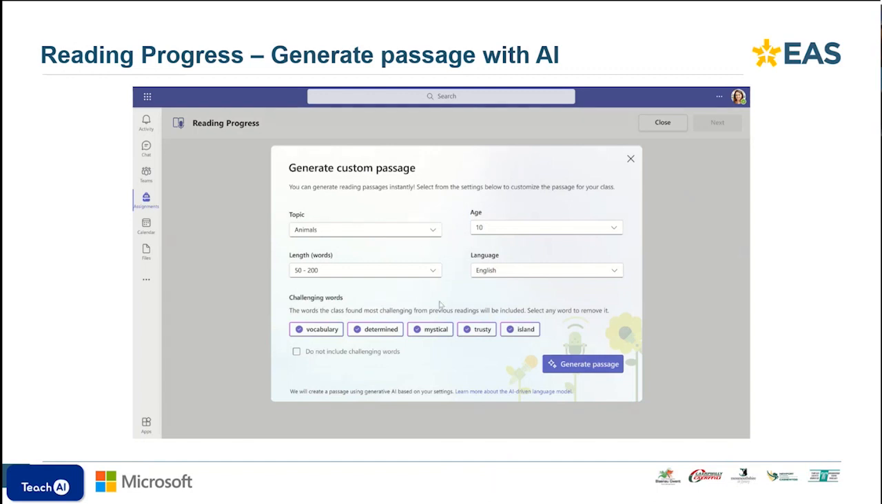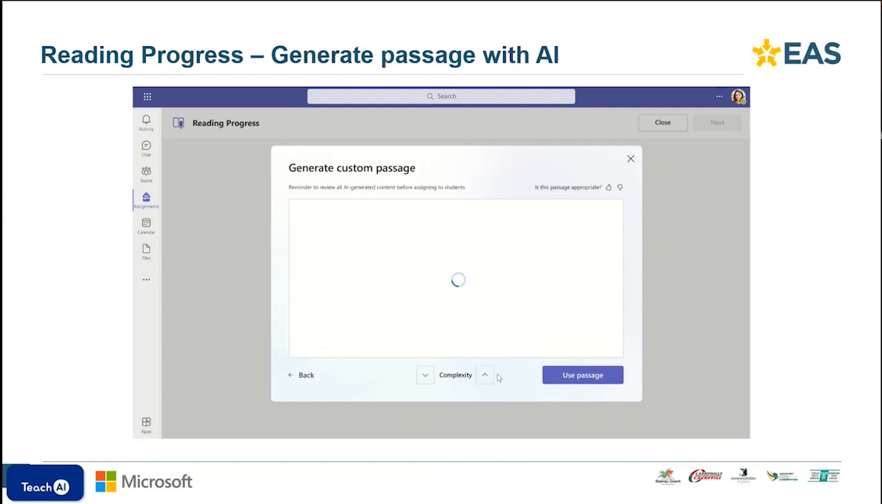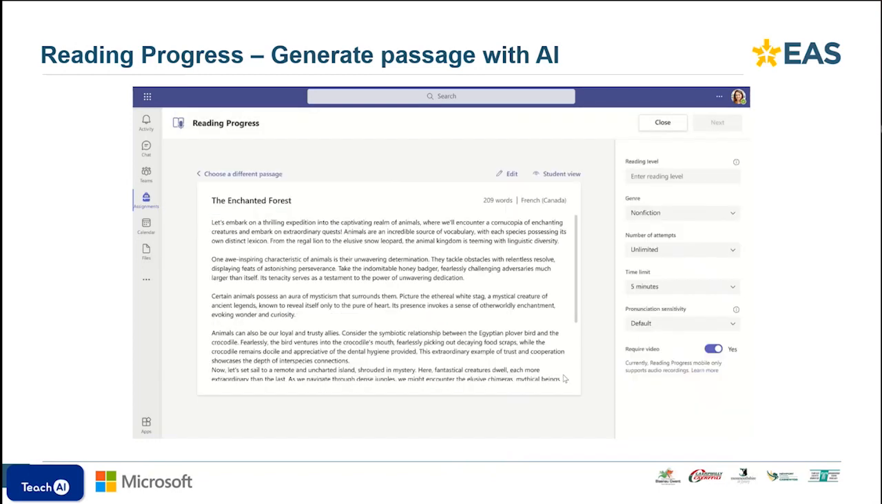Now, once you've clicked on Generate Custom Passage, you can then choose the topic that you would like your reading to be on, the length of words you'd like that passage to be, and you can select from multiple languages. You can also toggle on and off a number of challenging words, and the AI will then generate a passage based on that. As you can see then at the bottom, you can increase the complexity, and if you're happy, you can click Use, and that text has been generated for you there.